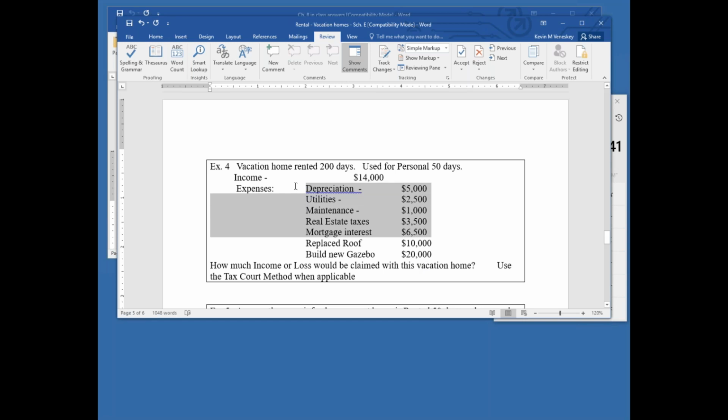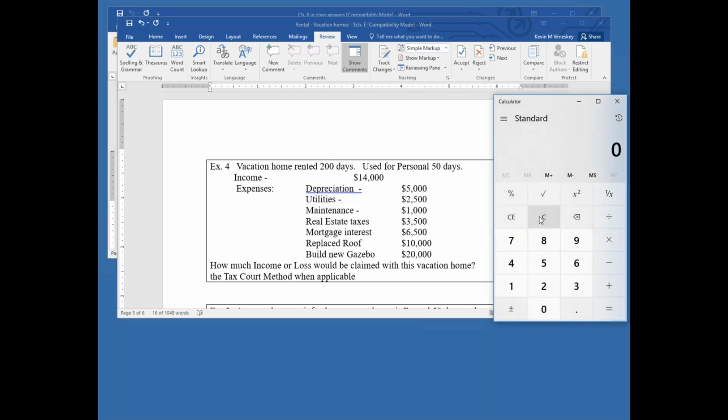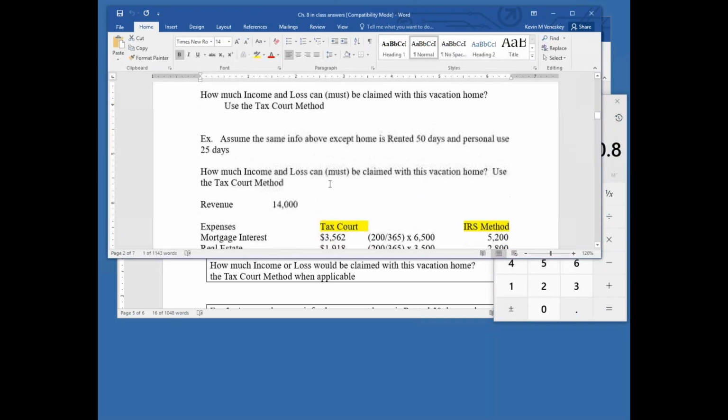So with the rest of these, what I have to do is take the number of days rented, 200, and divide it by the number of days used total, because we're going to do the IRS method first. So that's 200 divided by 250, and that comes out to 80%. So every one of the expenses I can list at 80%.